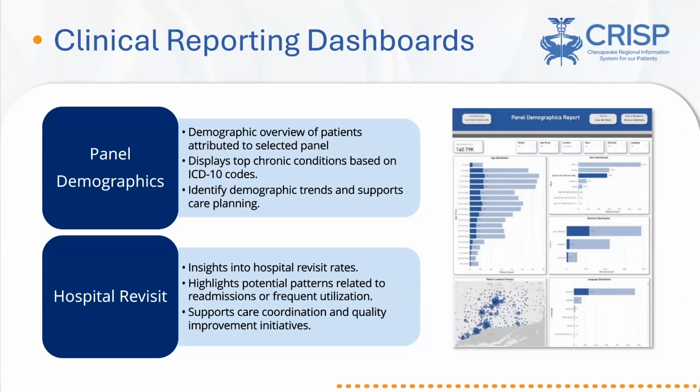Our second report is the hospital revisit report. And the hospital revisit report is somewhat of a readmission report in order to help prevent readmissions. So it does highlight any potential patterns that are related to frequent utilization and allows users to provide that additional support for care coordination and quality improvement initiatives within each of your facilities.